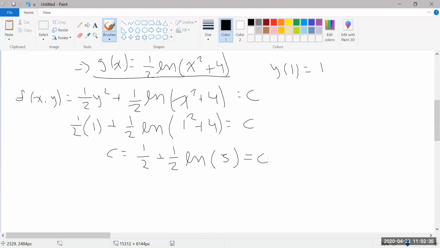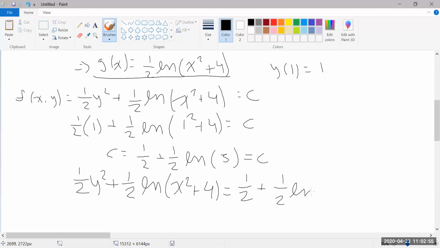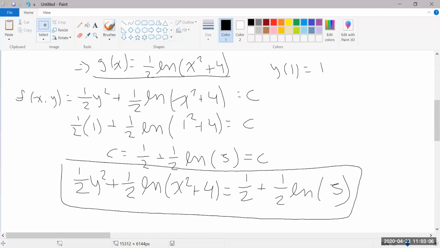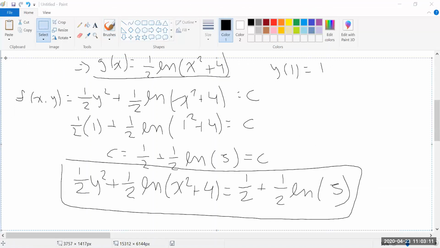Okay, oh, I guess I already have a C, but that's okay. So now we can say that our answer, our final thing, is 1/2 y squared plus 1/2 the natural log of x squared plus 4 equals 1/2 plus 1/2 ln of 5. Okay, so hopefully that makes good sense, and that is the answer to this first problem. So let me try to get rid of all of this, and we can start.